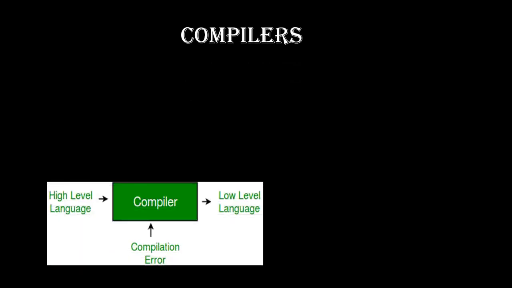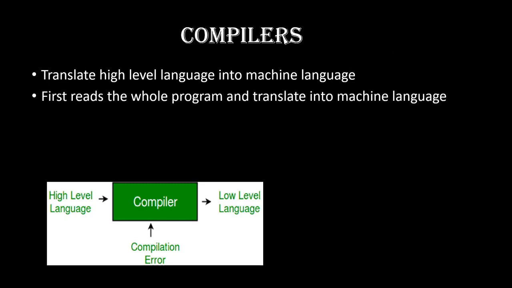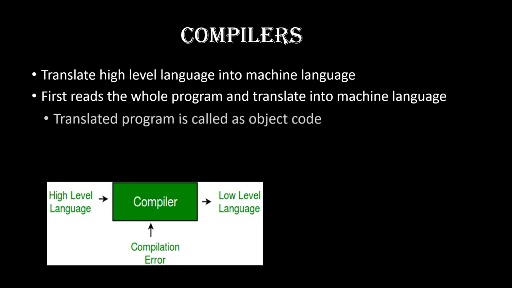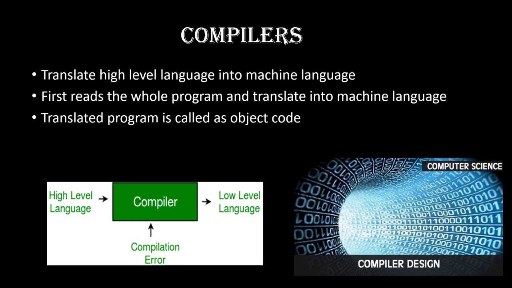Next one is a compiler. This is a program that translates the high-level language to machine language. First, it reads the whole program and then translates it into machine language in one go. The compiler reports program errors to the programmer along with the line number on which the error has occurred. The translated program is called object code. This is saved permanently for future use.